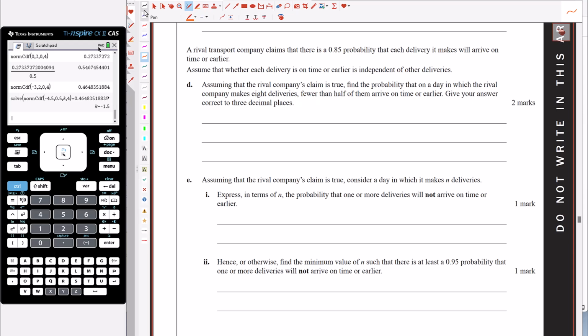Okay, so this is now a binomial situation. So we've got E, the number of on-time or early deliveries, so number of not late deliveries, I guess. E is a binomial variable. We're going to make 8 deliveries on this day, so N is 8. And the probability that a delivery is on time or early is 0.85.